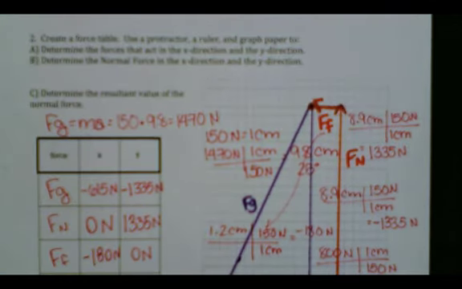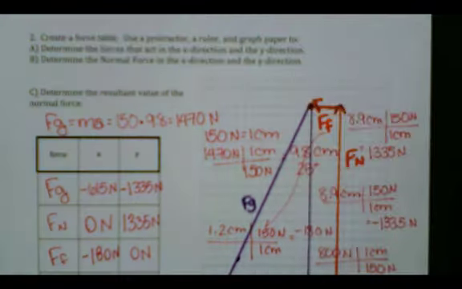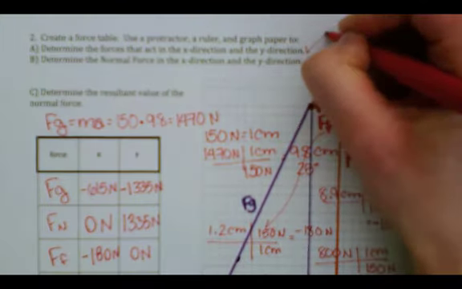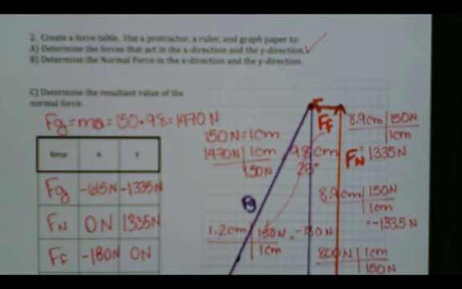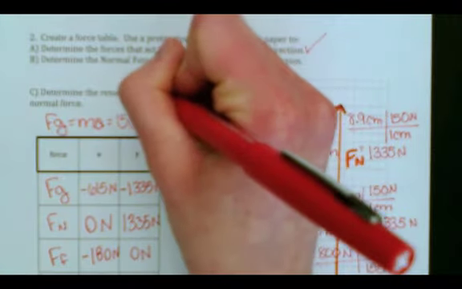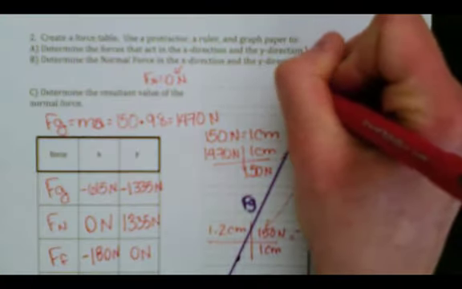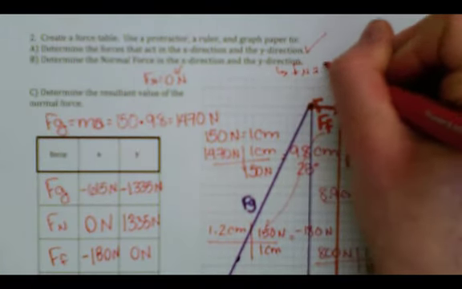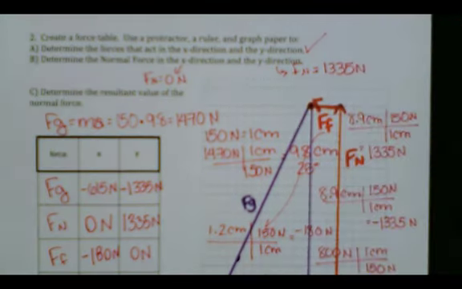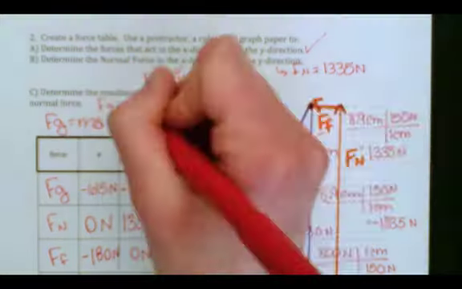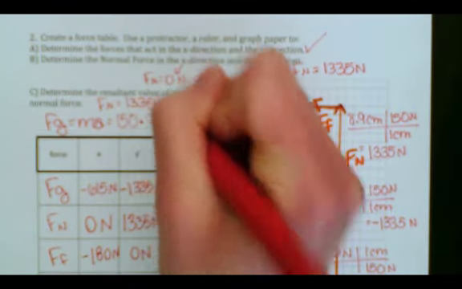Let's return to our question and make sure that we've answered all of the questions. A, determine the forces that act in the x and y direction. We did that when we completed our table. B, determine the normal force in the x and y direction. The normal force in our x direction was 0 newtons, and the normal force in our y direction was 1,335 newtons. C, determine the resultant value of the normal force. Our total normal force is 1,335 newtons.